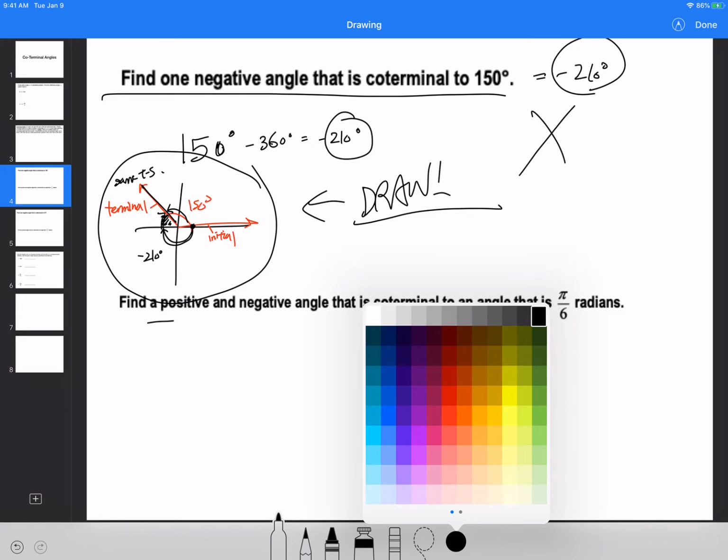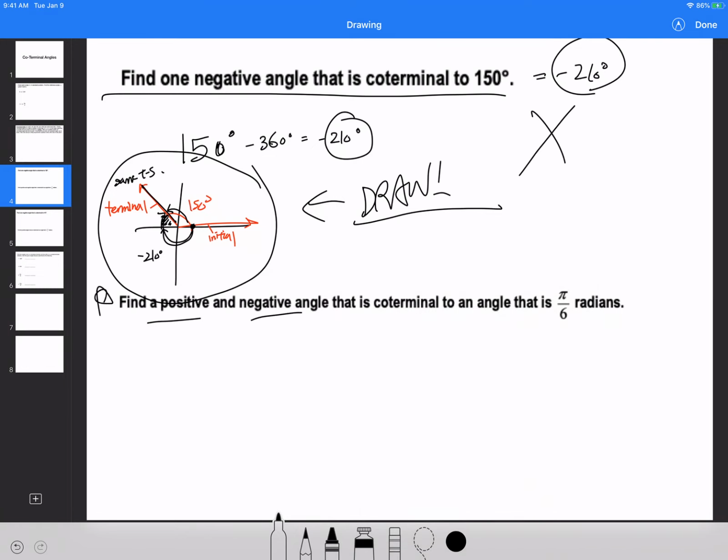Next question. Find a positive and negative angle. So they are asking you to find both. That is coterminal angle to pi over 6. Now, some of you guys are going, okay, Mr. Kim, all I got to do is just write 2 pi, and that's it, right? Well, technically, yeah, but just elaborate for me a little bit more.